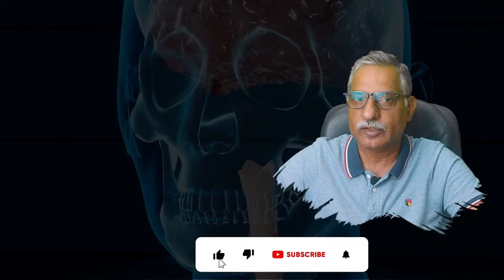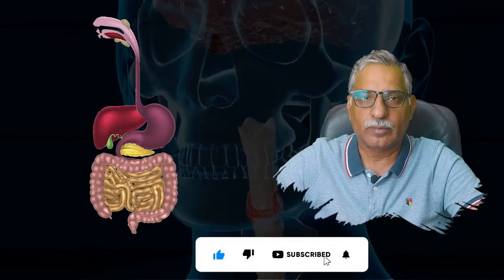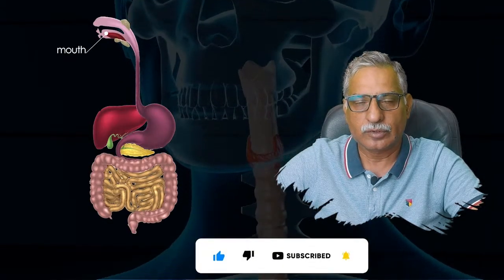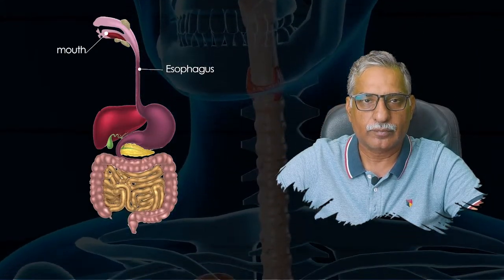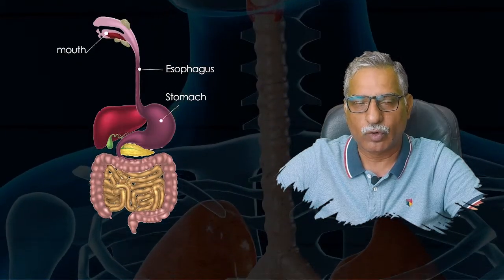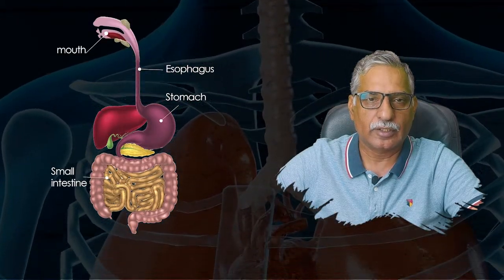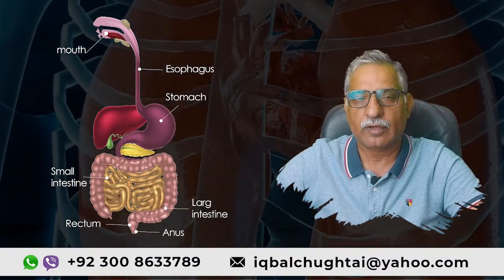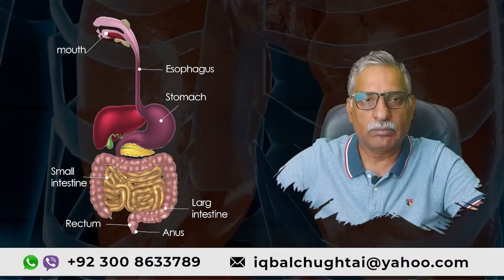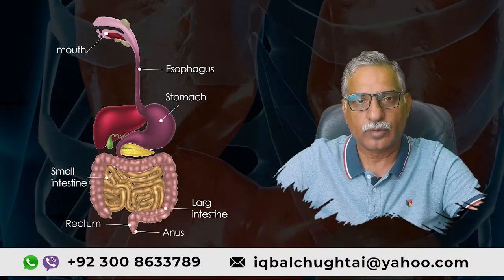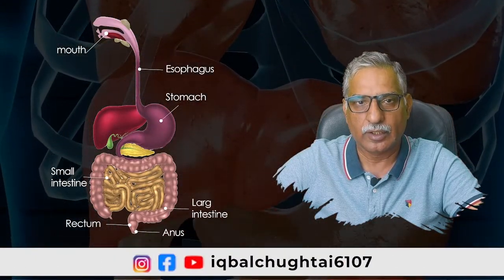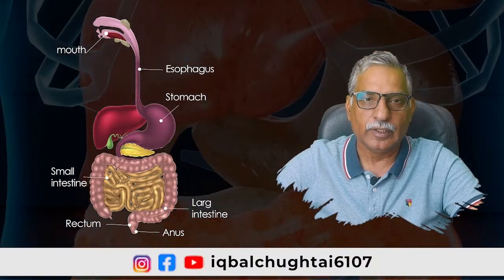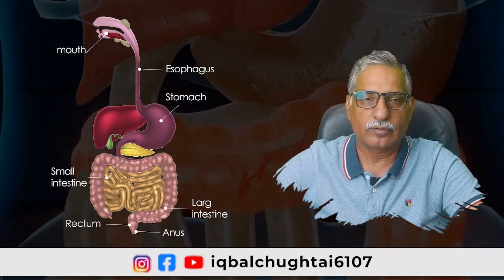So let's continue with our discussion regarding the different components of the digestive system. The digestive system comprises the following components: mouth, esophagus, stomach, small intestine, large intestine, rectum, and anus. Some of the authors have included the rectum and anus as components of the large intestine. So it is not a big deal at all. These are the connected organs of the digestive system.